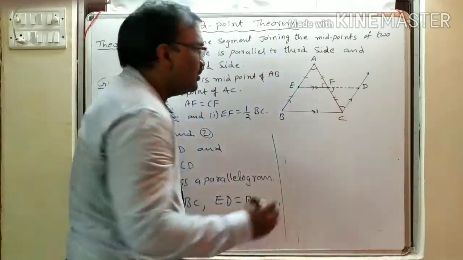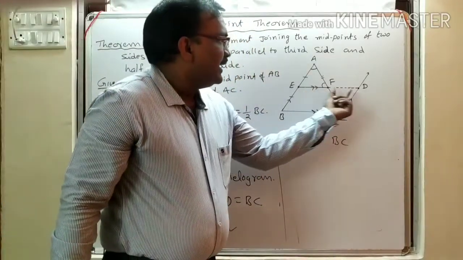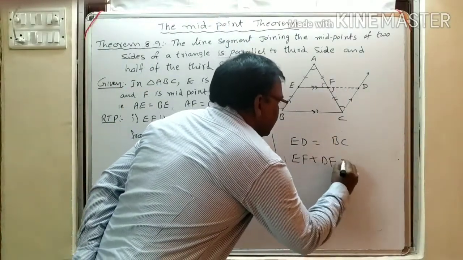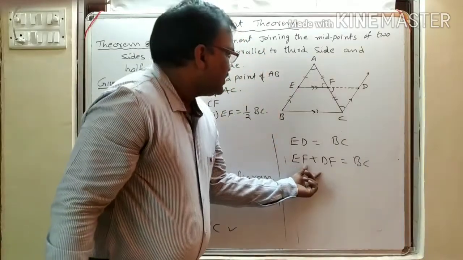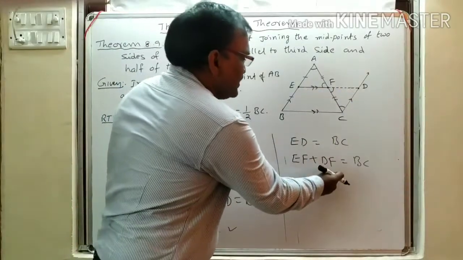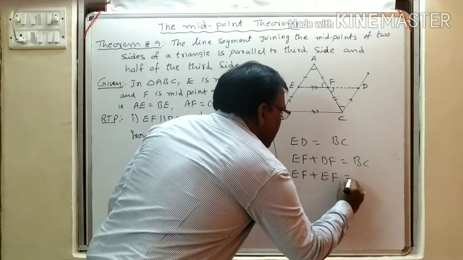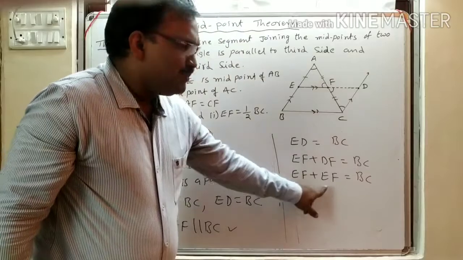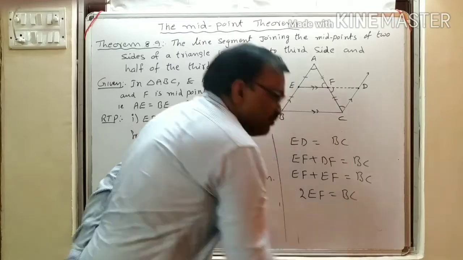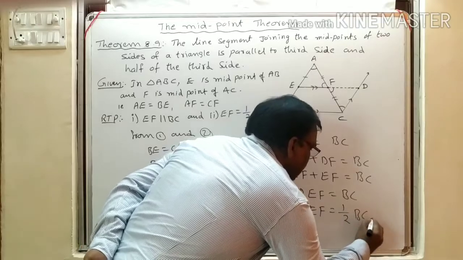Next, ED is equal to BC. So ED is nothing but EF plus DF. But EF is equal to DF, as already proved. Replace DF by EF. EF plus EF is equal to BC. EF plus EF is 2 EF, which is equal to BC. So from this, EF is equal to half of BC.